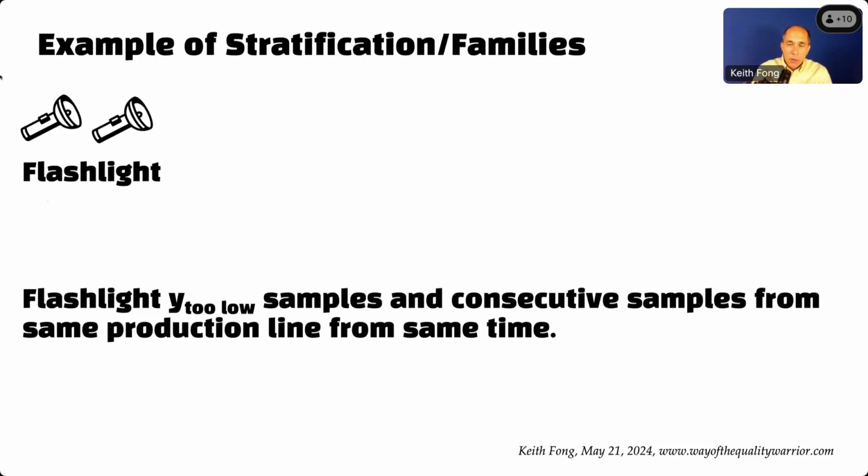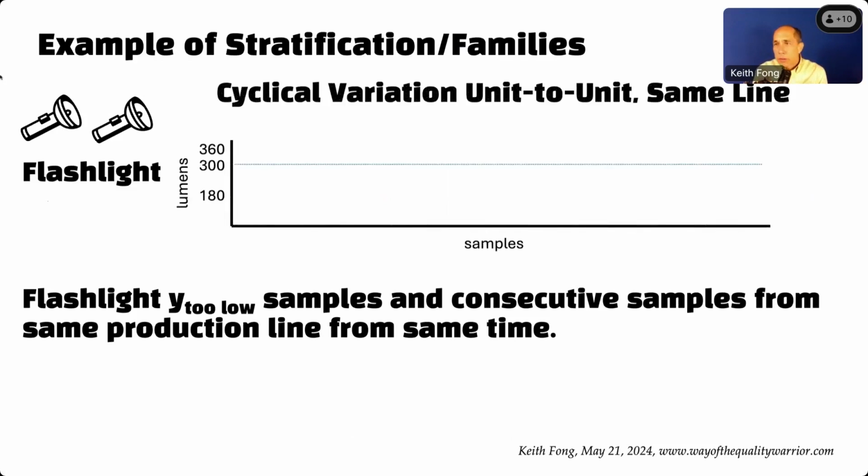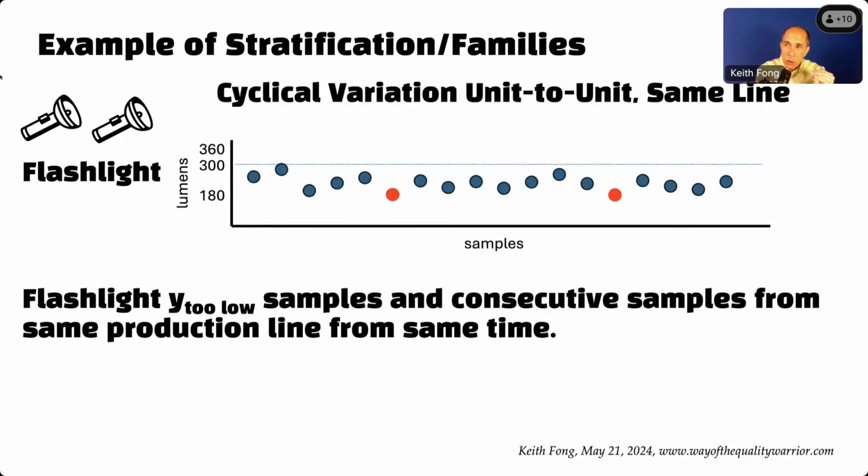So we've got to expand our family, right? First we tested one cycle across multiple cycles. Now we're going to look at multiple flashlights. So we're going to look at the Y2 low samples and consecutive samples from the same production line at the same time, and we're just looking at their output on average. And what we see here is we test a bunch of them, and we have two that are low output, or at least very low output. And again, we're looking for the most extreme parts. We're looking for the Y2 low parts.